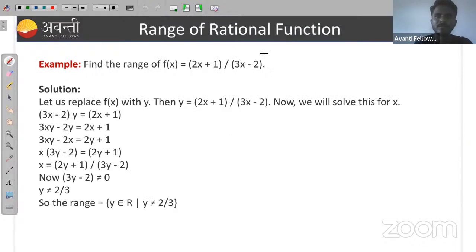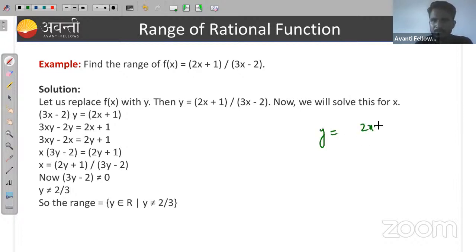Okay, find the range of this function. Okay, how will we find the range? Let us replace f of x with y. Then y will be like this. Now we'll solve it for x. How will we do that? Simply write.